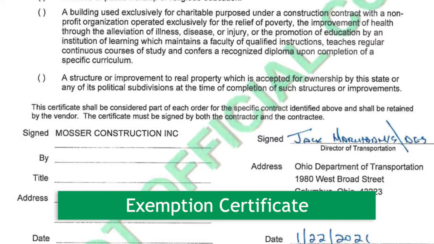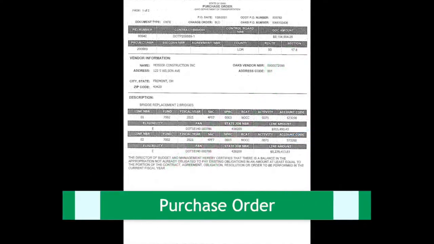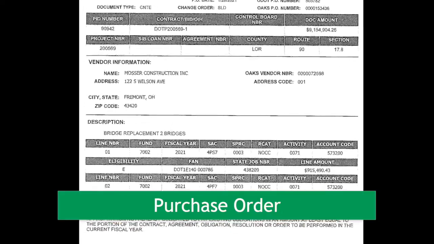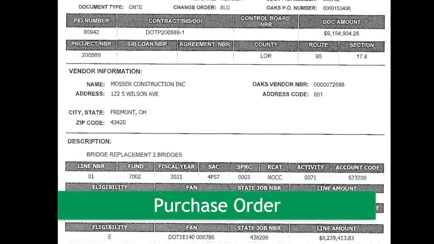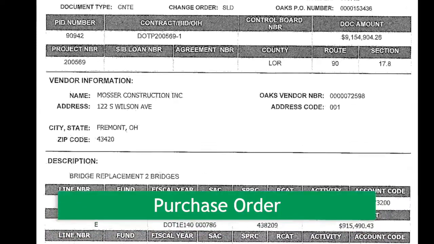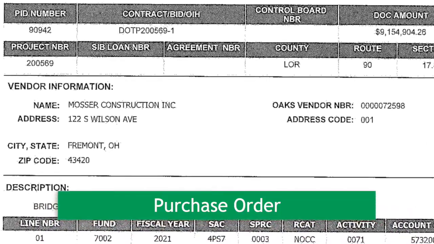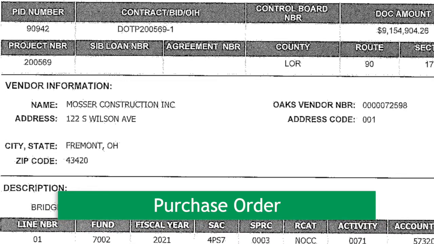The purchase order memorializes for ODOT and the Ohio Budget and Management Office that the funds for the project are properly set aside for use and includes information like the Ohio User ID, formerly known as Oaks ID vendor number, and other data specific to that contract.